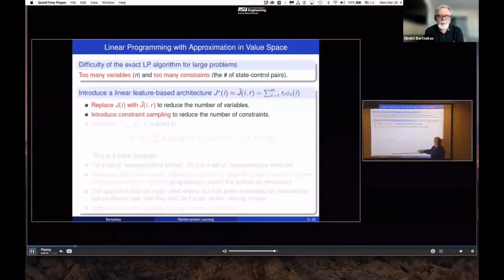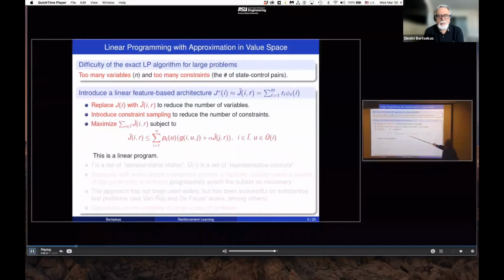We have a large number of constraints, but we pare them down by sampling a relatively small number of them. And we consider this approximate linear program, okay? We maximize this expression, which is linear, right? Because it's linear in R, because the parametric architecture is linear. And now the constraints become like so. They are still linear because this is linear in R, this is linear in R.